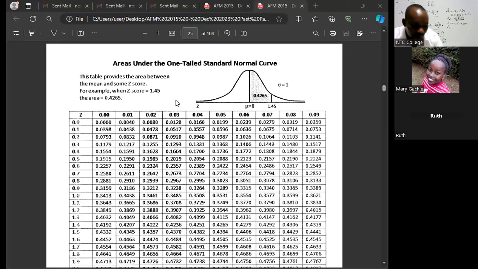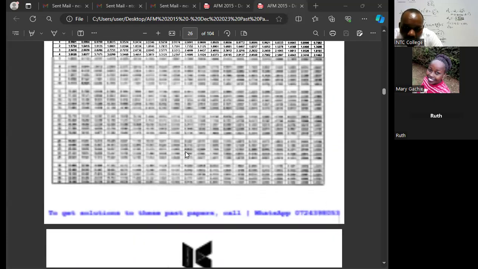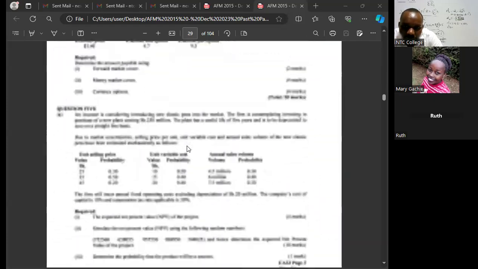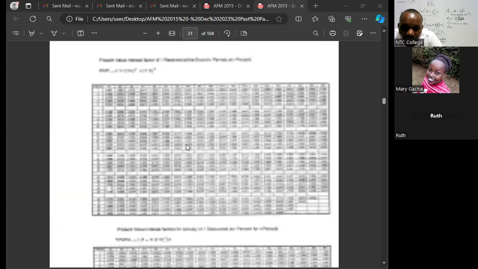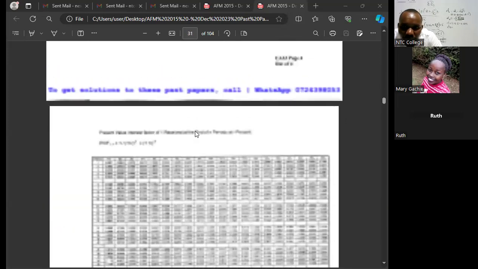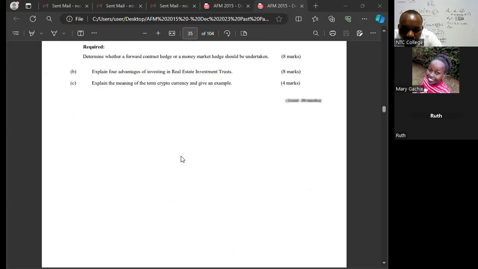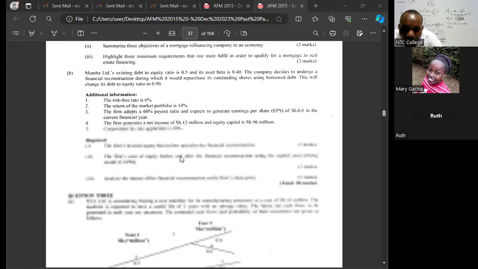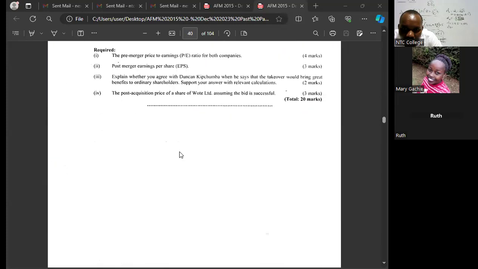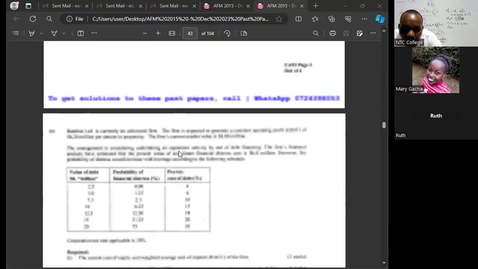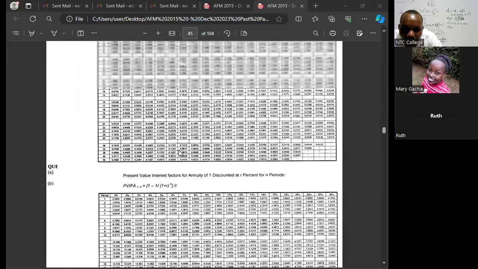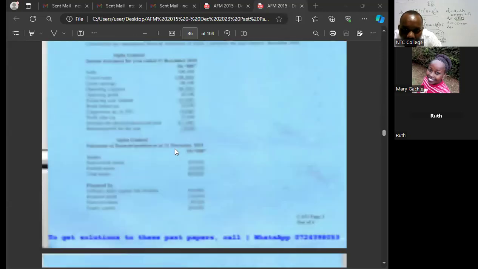One-tailed. Just 1 minute. I'm seeing this one is written one-tailed. Areas under the one-tailed standard. Let me see if we have another table that is two-tailed. I know tables are also different. Normal distribution table. This is annuity. But in the exam, they will only give you one table, so you will not have a problem in choosing the table that they have given you. That is annuity.